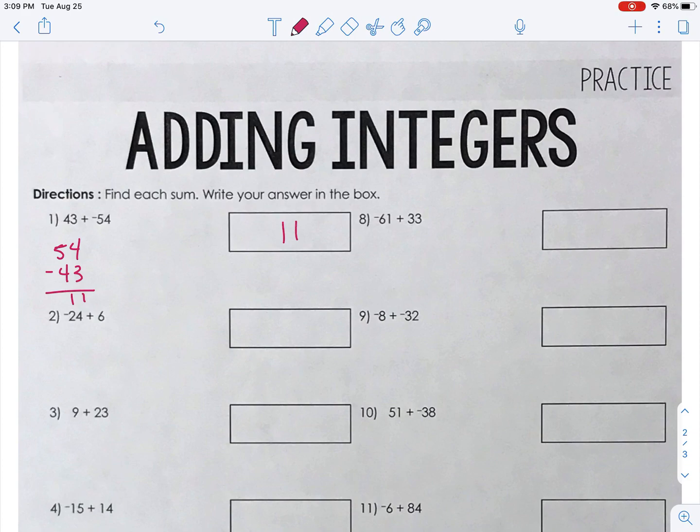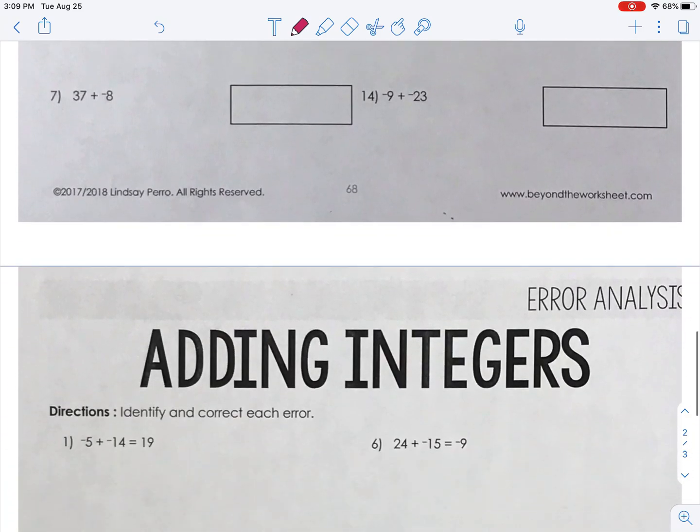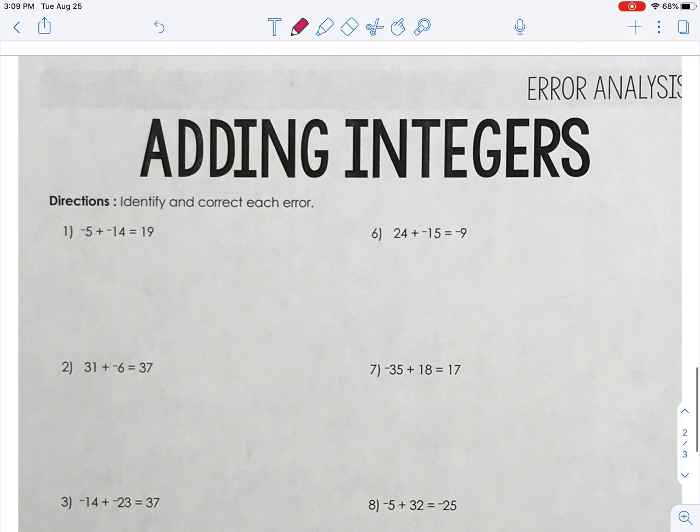I just need to decide what kind of 11. Is it positive 11 or is it negative 11? I look back at the problem. 54 is bigger than 43. Since 54 is bigger and the negative is in front of 54, that makes my answer a negative 11. So please complete the rest of these problems. Turn them in on Google Classroom.